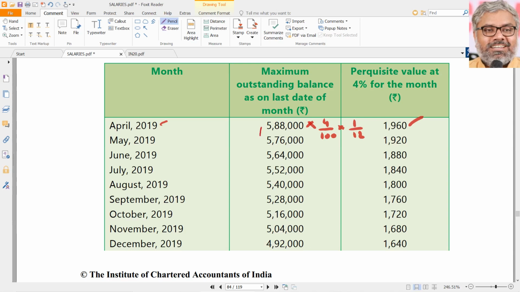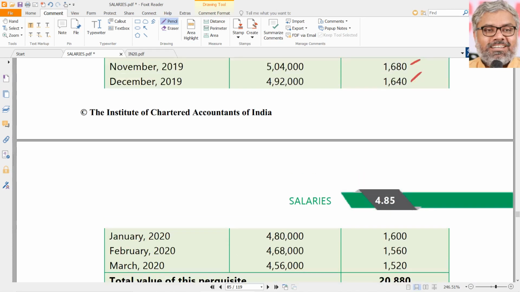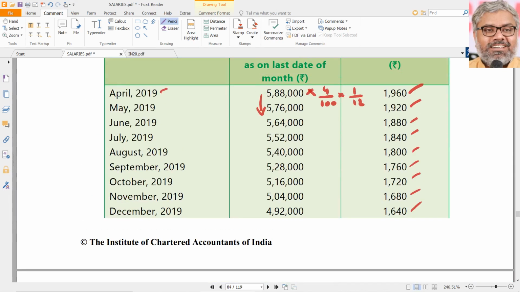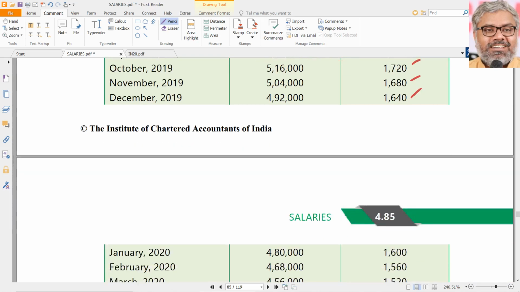Like that, next month another 12,000 will reduce the end of the month balance. So 5,76,000, same, into 4% into 1 by 12, that will be 1920. If you observe, every month the interest will be reduced by 40 rupees. Why is that? Because 12,000 into 4% into 1 by 12 will be 40 rupees. That is the amount of reduction in the interest every month. So you add all of them. You don't need to do everything in the exam. At least 1 or 2 months if you do, and afterwards you can say so on, so on. So 1960, 1920, so on, reducing each month by 40 rupees.